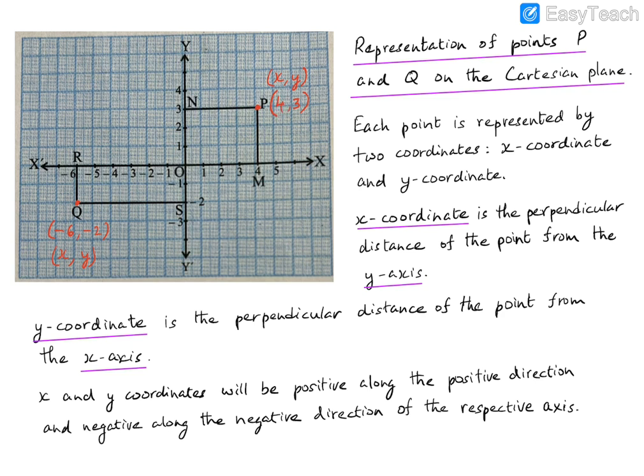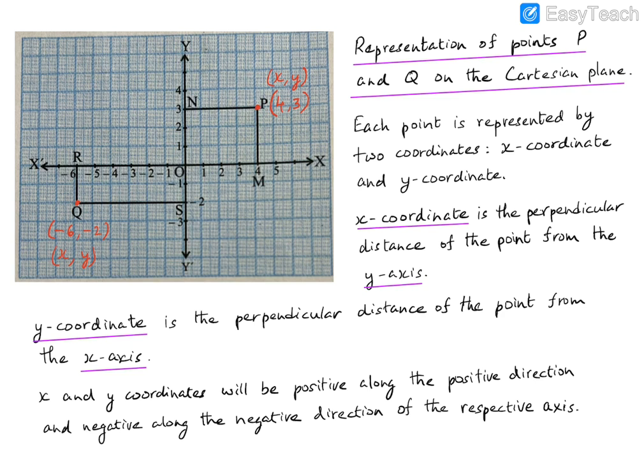So again, just to reiterate and to make things clear, the x coordinate is obtained by extending or drawing a line from the point P to the x-axis, perpendicular to the x-axis, and seeing at what number it meets the x-axis. That gives us the x coordinate. Similarly, the y coordinate will be the perpendicular line from the point P to the y-axis, and on whichever number of the y-axis it intersects, that gives us the y coordinate for the point.